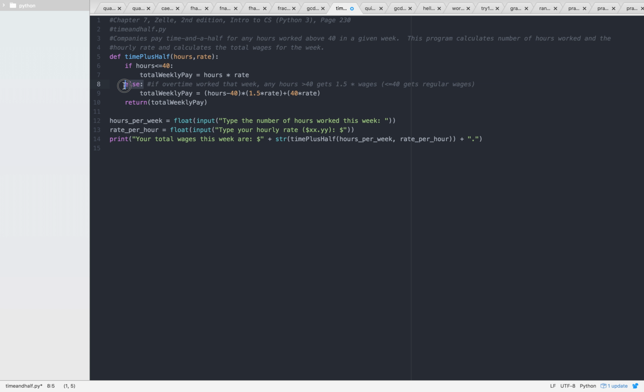Otherwise, and I added the comment here, if overtime is worked that week, so if hours is greater than 40, so if you did work overtime, then your total week pay is going to be hours minus 40 times 1.5 times rate. You get paid 1.5 times your wages for every hour past 40, and then plus you're going to add 40 times your regular rate.